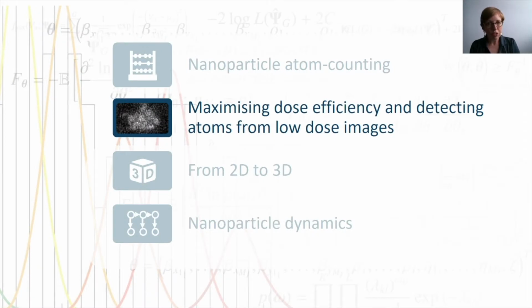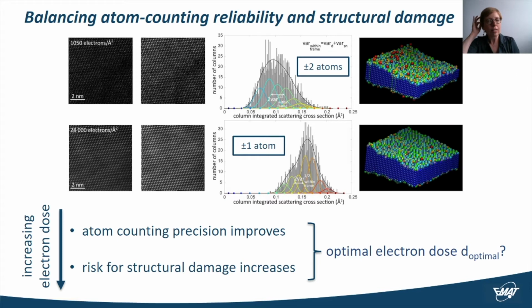Now, an important challenge is to balance atom counting reliability and structural damage by optimizing the electron dose. And therefore, we have analyzed a series of images of a platinum wedge as a function of electron dose. And here you see an image for an electron dose of only 1050 incident electrons per squared angstrom, from which we estimated the scattering cross-sections. However, the presence of electron shot noise causes severe overlap in the distributions of scattering cross-sections related to columns of different thickness. And this results in an atom counting error of plus or minus 2 atoms.